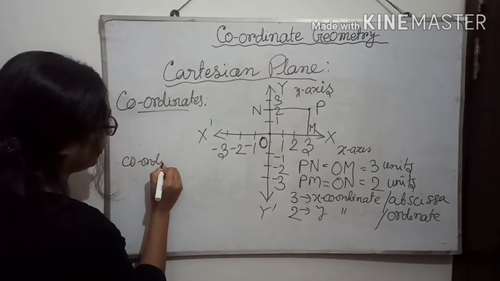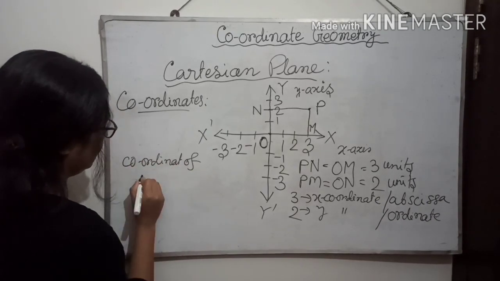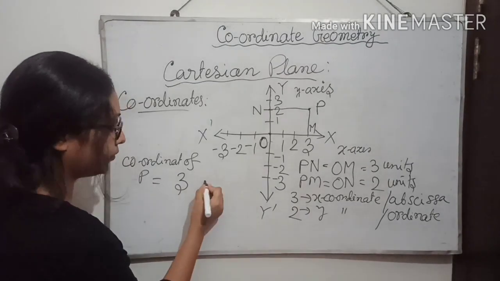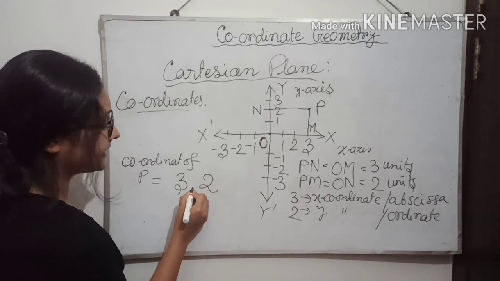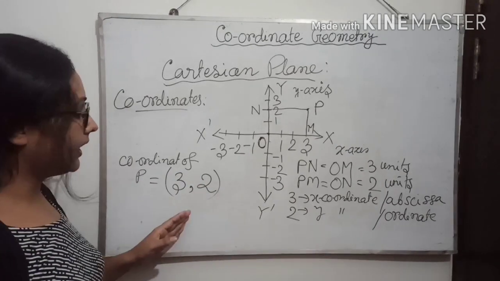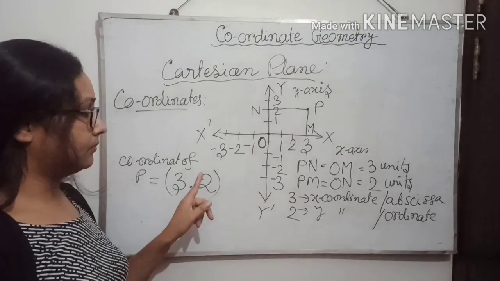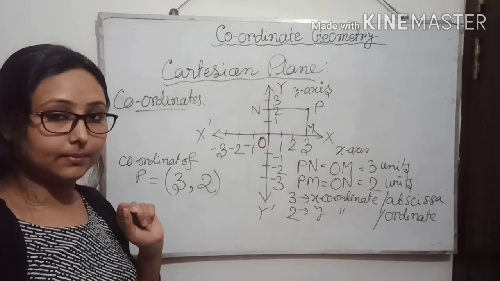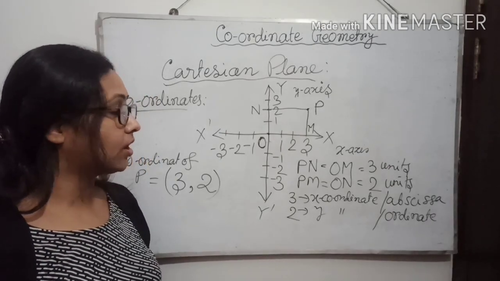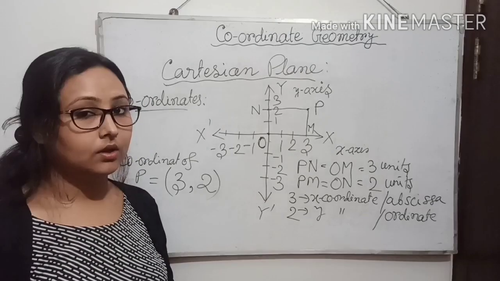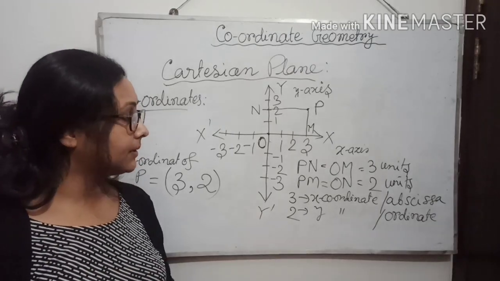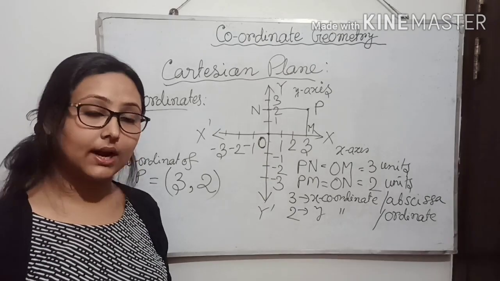Okay. Now what is the coordinate of point P? The coordinate of point P is written as follows: first we write the x-coordinate, then we write the y-coordinate, separated by a comma and enclosed in brackets. So in this way we can find the position of any point on the Cartesian plane. So this is all for today, where we learned what the Cartesian plane is and how to locate a point on a Cartesian plane.